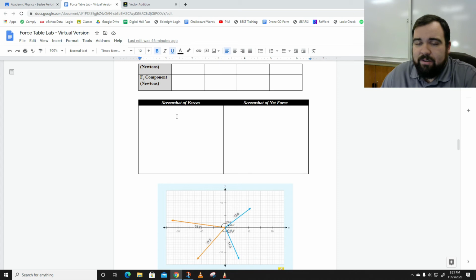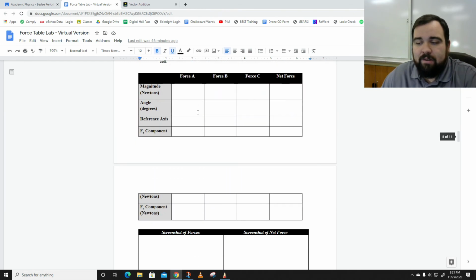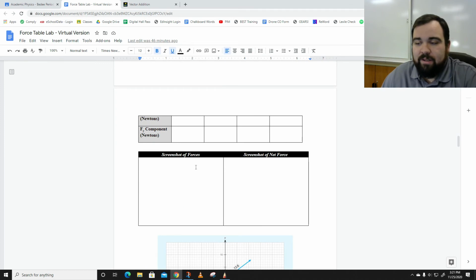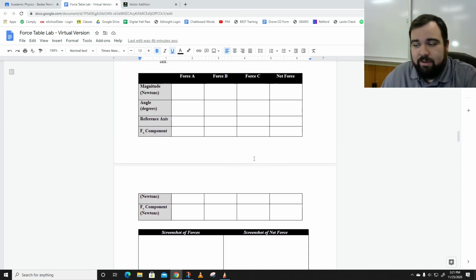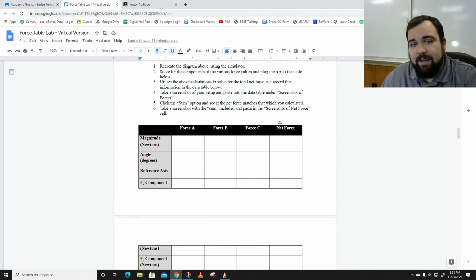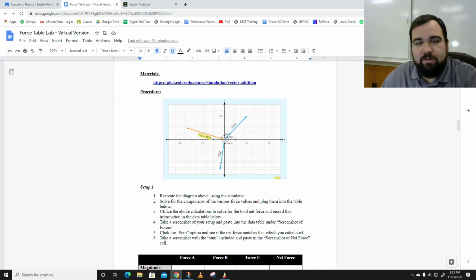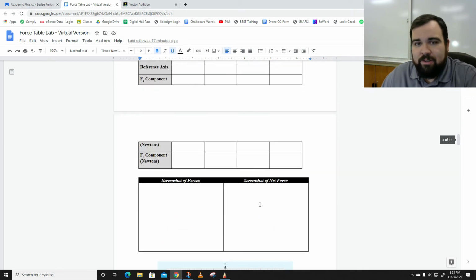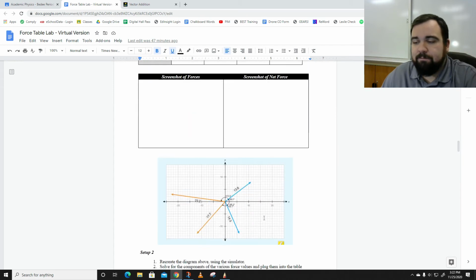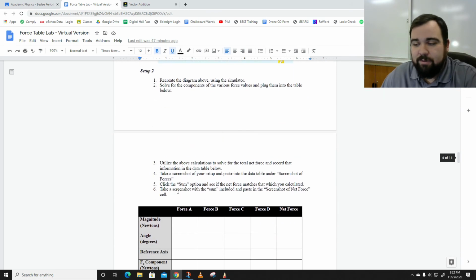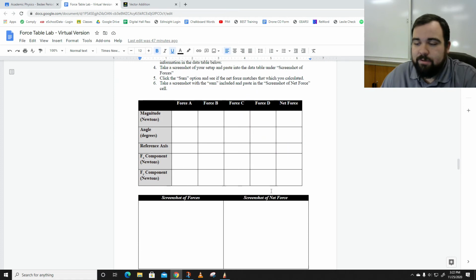In this section here, screenshot of the forces. So once you have your setup done, go ahead, take a screenshot of that, plug that in here. Just use the snipping tool to put that in there. And then once you figure out what your net force is, what I want you to do is go ahead and draw that net force onto this. Okay, so draw that net force on there, screenshot that, plug it in here. You're going to do the same exact thing for setup 2. Only difference here is you have an additional force.